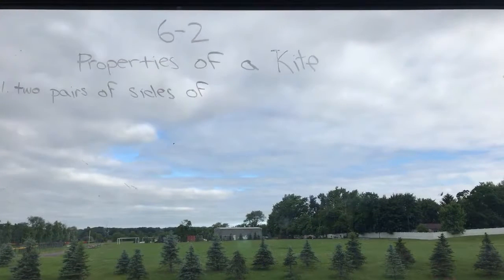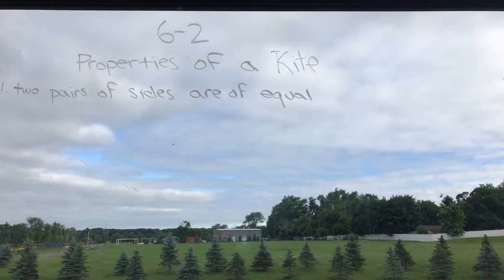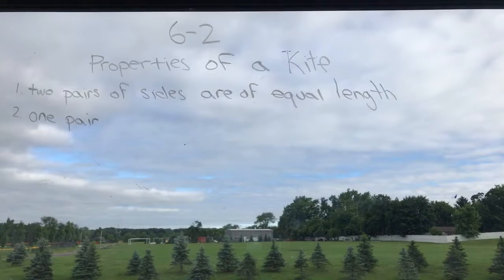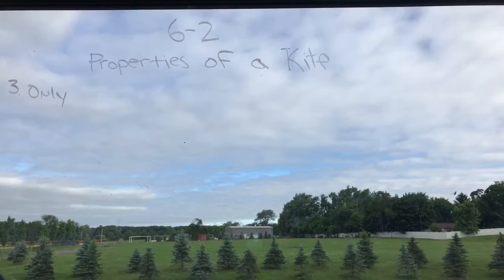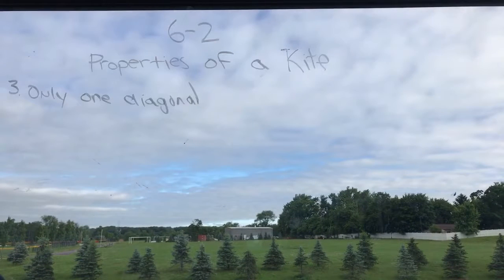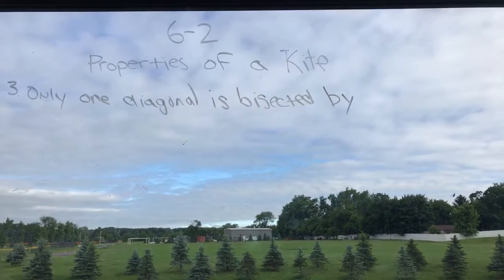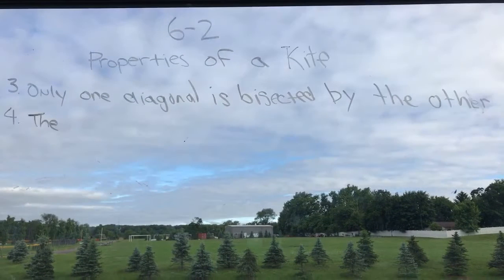Properties of a kite. Two pairs of sides are of equal length. One pair of diagonally opposite angles is equal. Only one diagonal is bisected by the other. The diagonals cross at 90 degrees.